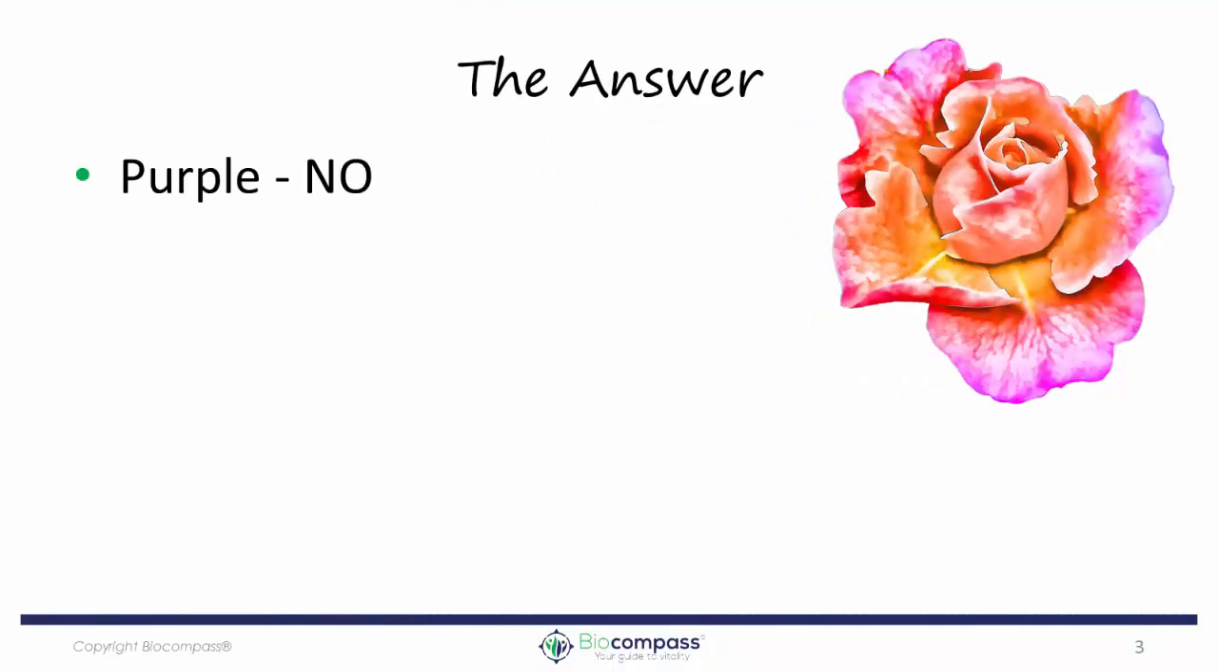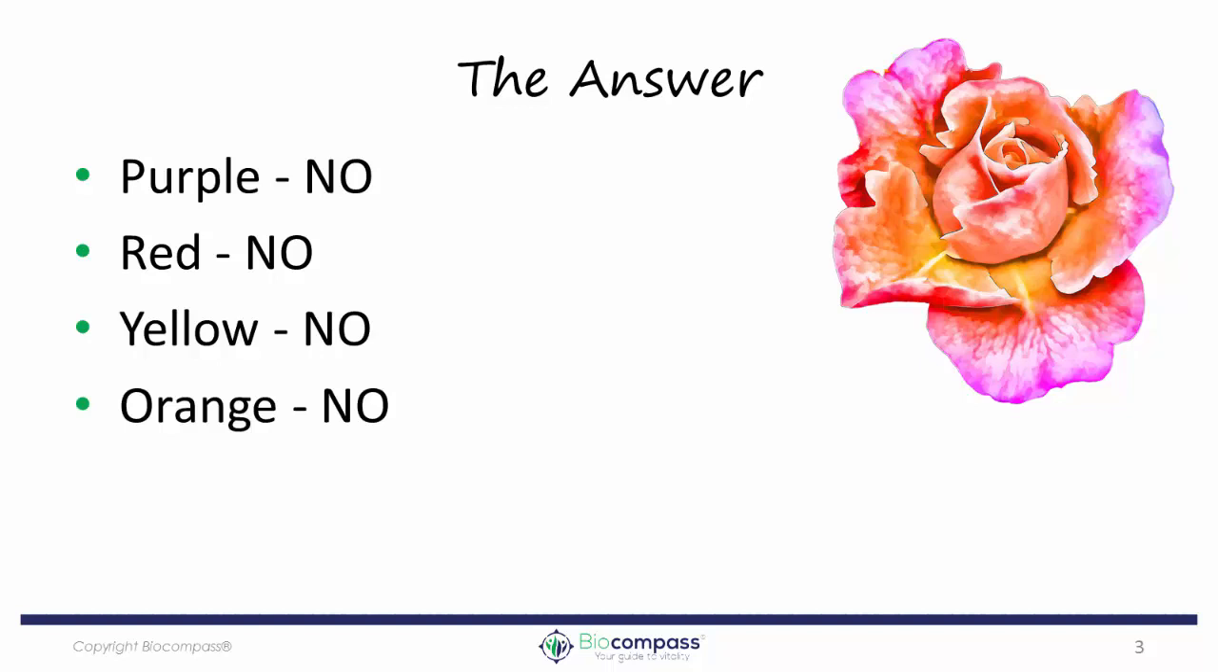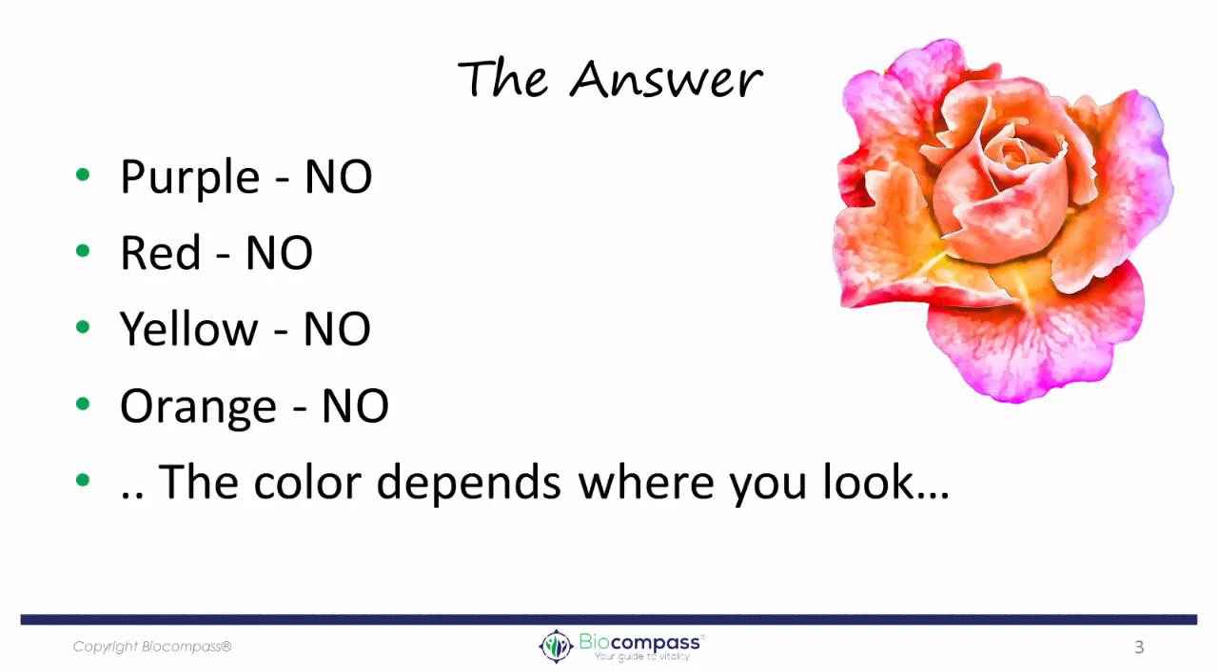Okay, let's take a look at the answer. Purple? Nah. Red? Nah. Yellow? Nah. Orange? Nah. The color depends on where you look. It has purple elements, it has red elements, yellow elements, orange elements. And even if you look closely, it even has black elements or gray elements and brownish elements. So you cannot answer this question, what color is this flower, right? The color depends on where you look.